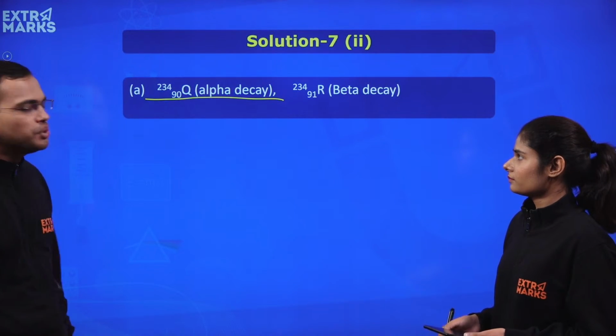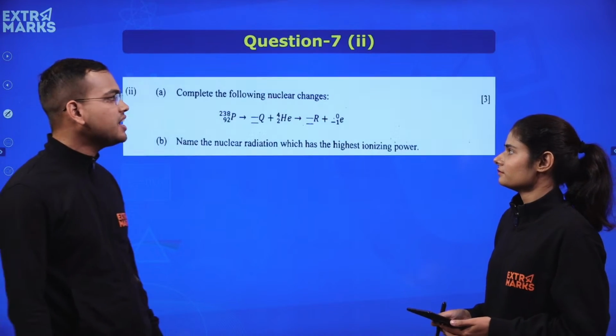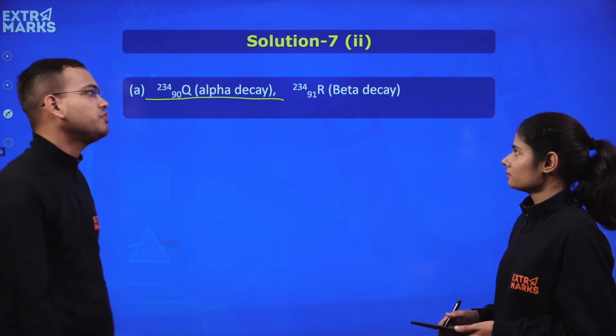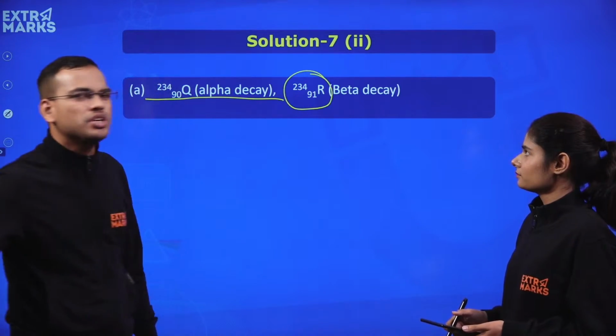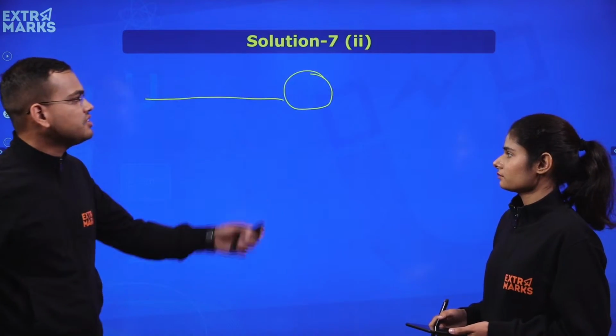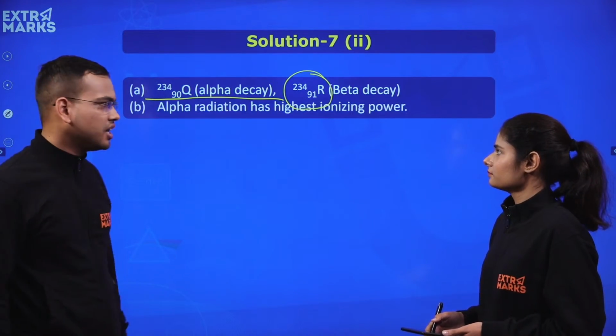Okay, it is decreased to 234. And then the beta decay is happening. So here the R is actually after the beta decay, so it will be 91R 234. So you just have to see the atomic numbers, etc. and then you will get the final answer that yes, it is alpha decay and beta decay.